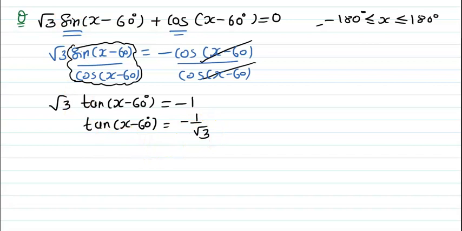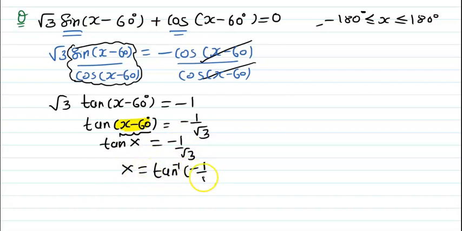Now time has come to suppose x minus 60 as capital X. So we can say tan of capital X is minus 1 over root 3. So tan is negative, so capital X equals tan inverse of minus 1 over root 3. How much will it be? Tan inverse of minus 1 over root 3 is how much?